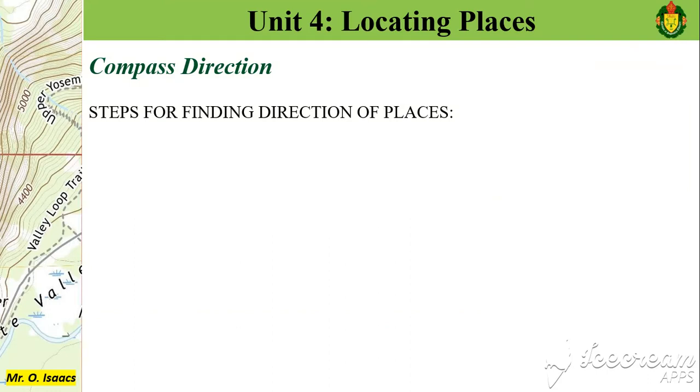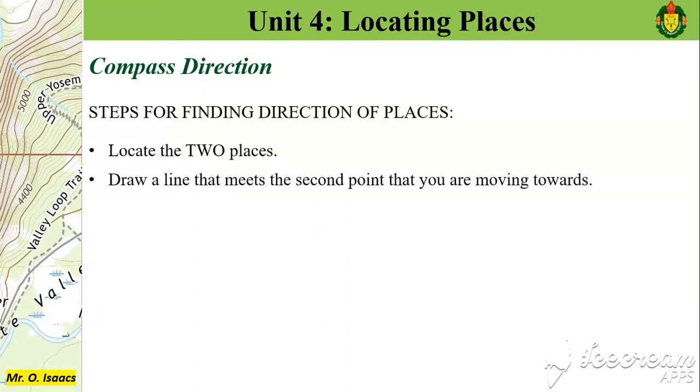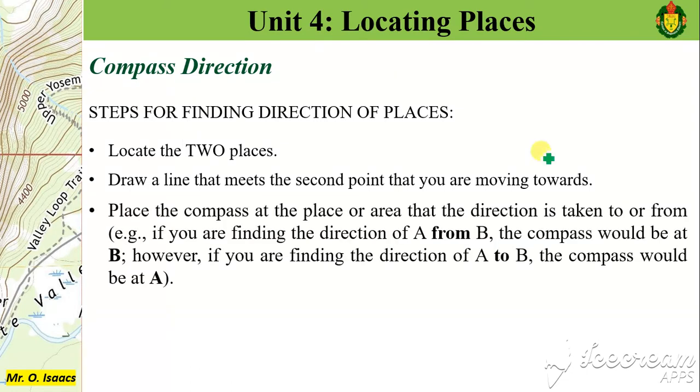Now let's look at the steps for finding direction of places. The first thing is that we have to locate the 2 places. Then we draw a line that meets both places. After which you're going to determine where you're taking the direction from so that you can draw up your compass. So whenever you're asked to take the direction from a given place, you usually put the compass at the second point. So in this example, A from B, you put your compass at B.